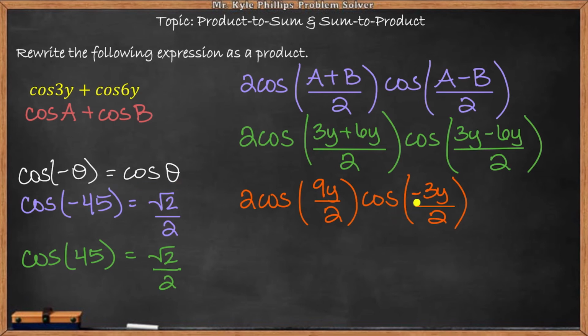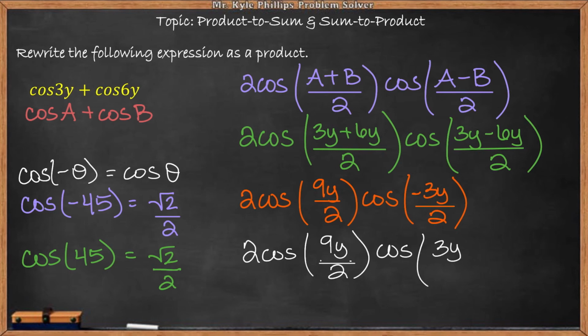So here, cosine of negative 3y over 2 is the exact same thing as cosine of 3y over 2. So why complicate it with the negative? So let's rewrite this to say 2 cosine of 9y over 2 times cosine of 3y over 2. So here I've rewritten this sum as a product.